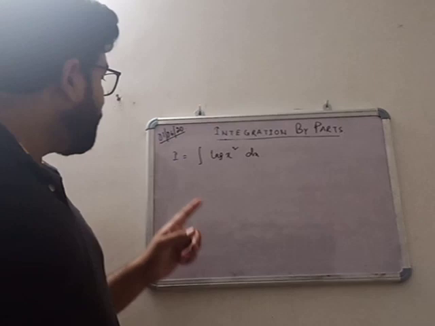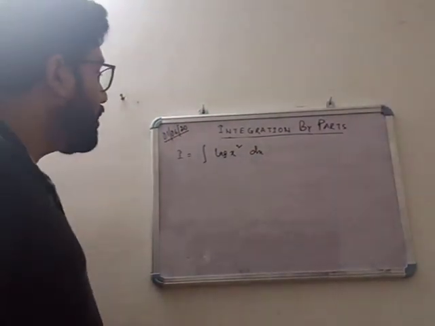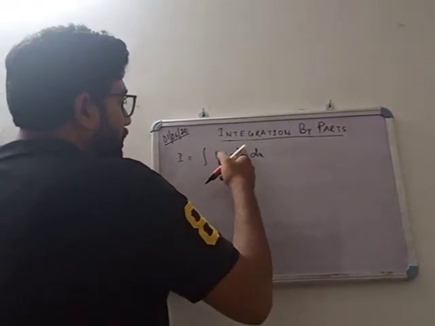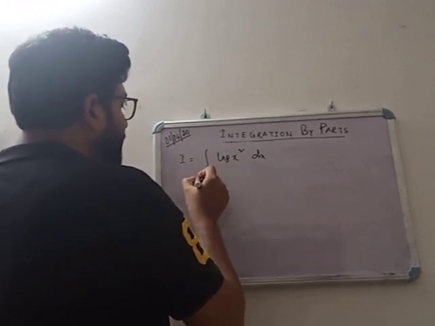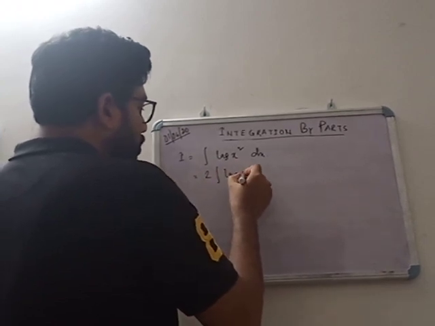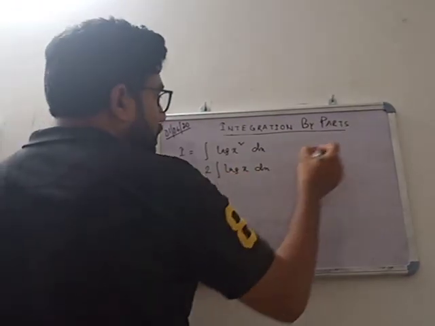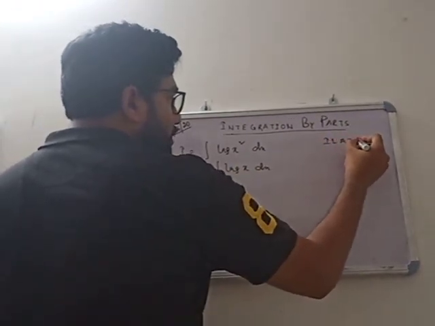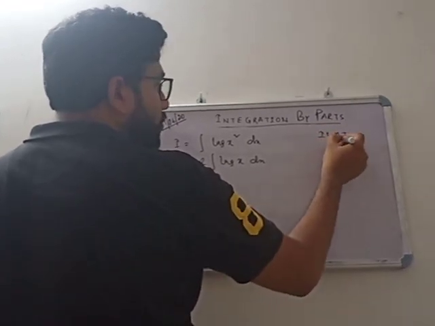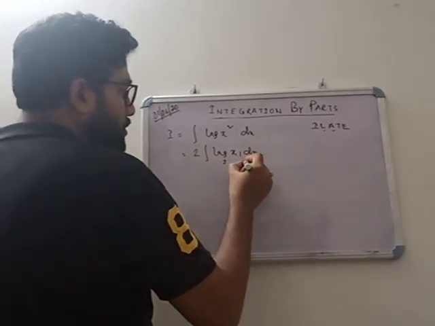Okay. Now given I equals integration of log x square dx. So we know that in the log, if x square is given, that means we can write 2 log x. So 2 integration of log x dx. Now in the form of LIATE, log is the first function, then algebraic function, that is 1. So this is 1 and this is 2.